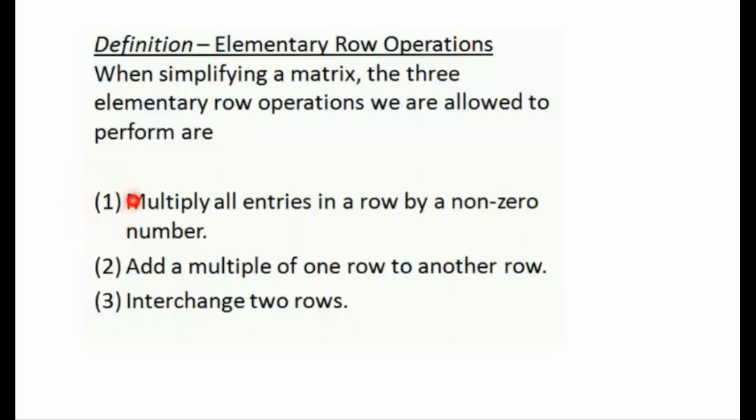The first kind of operation we can do is take all of the entries in one row and multiply them by a non-zero number. The second kind of operation is to take a multiple of one row and add it to a different row. And finally, the last kind of operation we're allowed to do on our matrix is to interchange any two rows of that matrix.